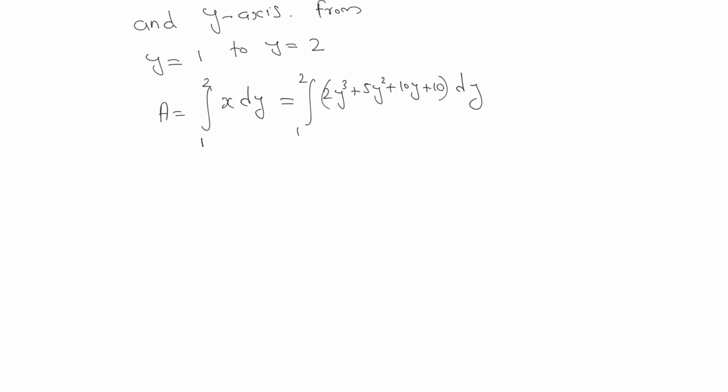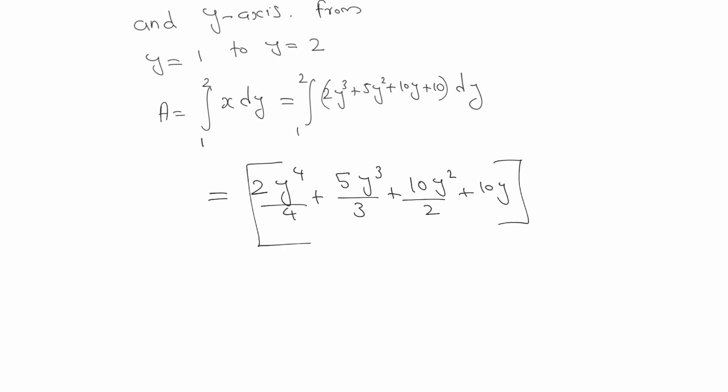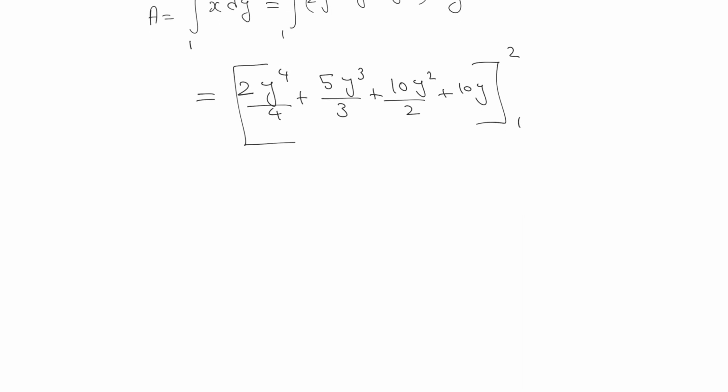Now we can just integrate and put the limit. So this will be equal to 2 into y raised to 4 divided by 4, plus 5 into y raised to 3 divided by 3, plus 10 into y square divided by 2, plus 10y, and the limit is changing from 1 to 2. So first we put the higher limit, that is 2 raised to 4 divided by 2, plus 5 divided by 3 into 2 raised to 3, plus 5 into 2 raised to 2, plus 2 into 10.